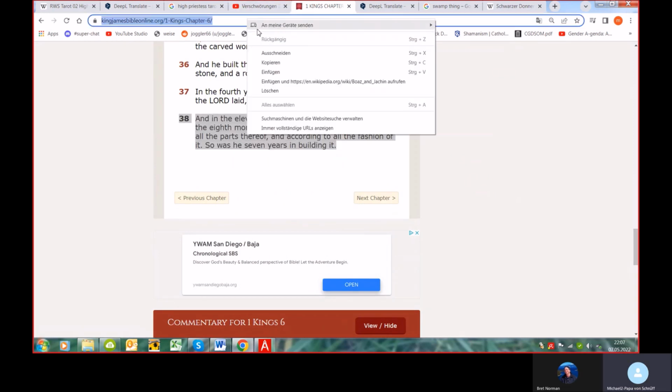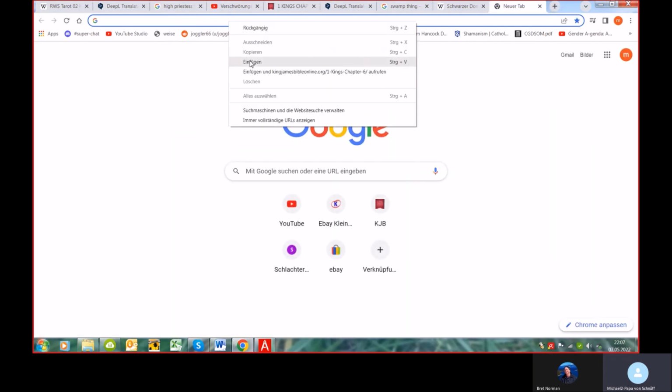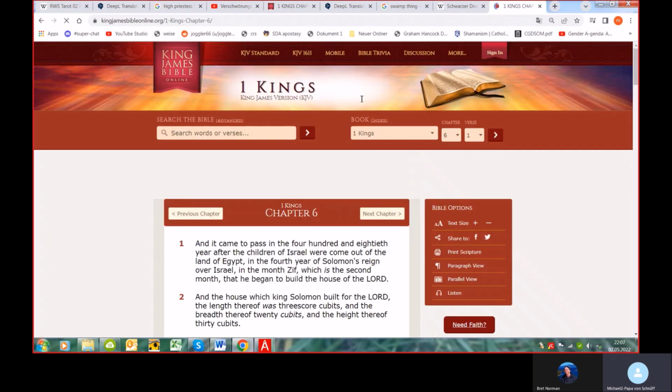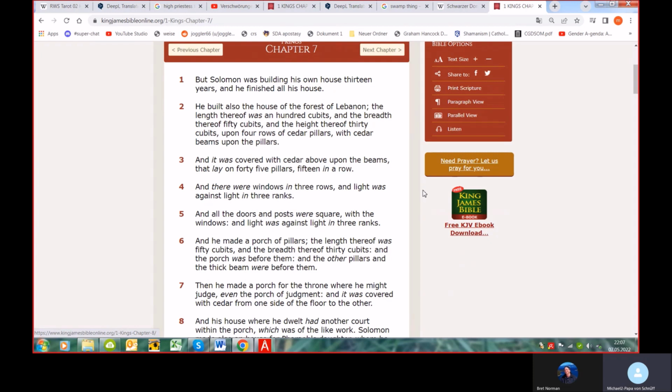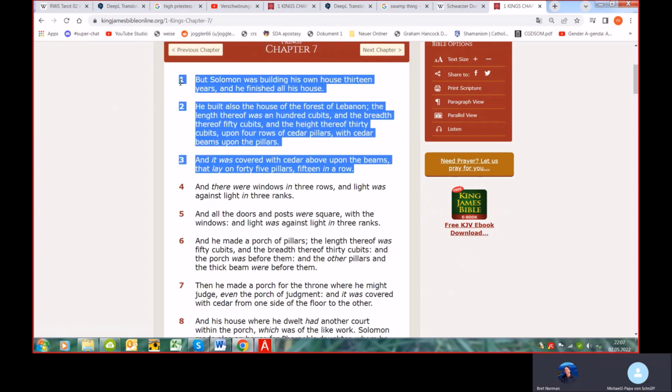So now I will copy this so that we can compare the two chapters together, because now we will switch to the next chapter, which is chapter 7. Only read also the first 3 verses, please. Very good. 1 Kings chapter 7, verse 1. But Solomon was building his own house 13 years, and he finished all his house.